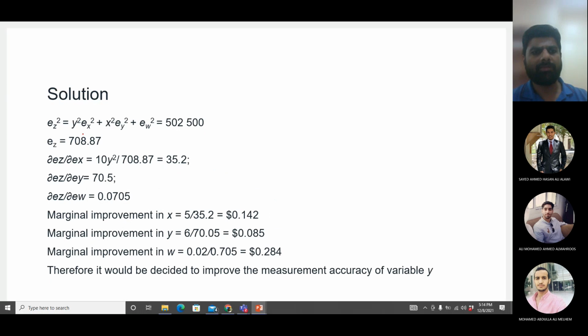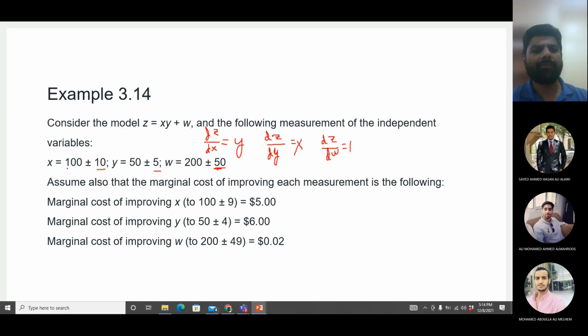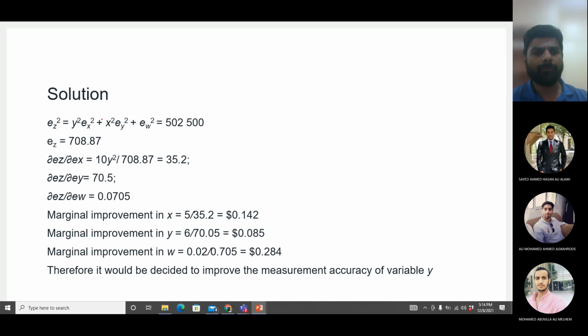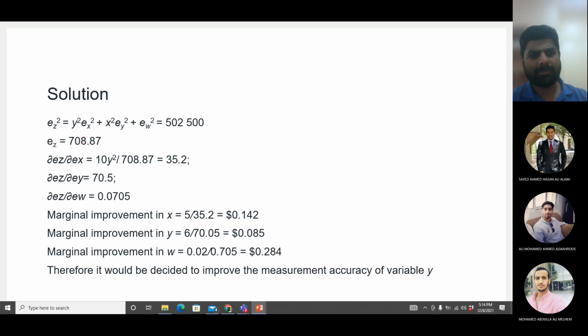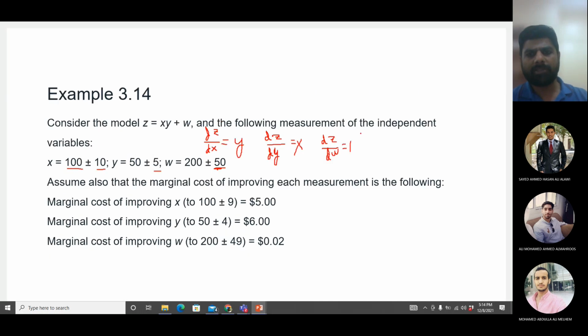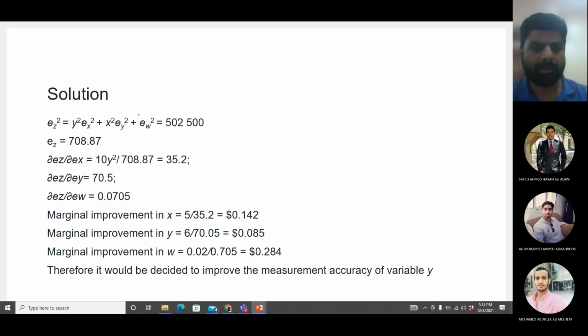Okay, and if you put the value, so instead of Y and X, you can put the value of the average values. Okay, so this equation will become Y square into EX square plus X square. So Y was what? Y was the partial differentiation of Z with respect to X. Okay, and what was X? The partial differentiation of Z with respect to Y. Okay, and why don't we have anything here? Because partial differentiation of Z with respect to W is 1. Okay, so there is no term here, so just write EW square here.